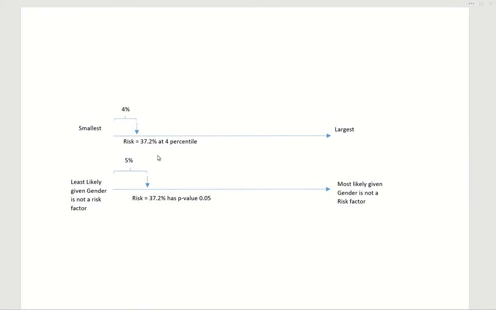Let me use this schematic to further illustrate these two concepts. The risk equal to 37.2% from the dataset is sitting at the 4th percentile of all the placebo effects, lining up from smallest to largest. But if we line up the numbers from least likely to most likely, given gender is not a risk factor, the risk equal to 37.2% from the dataset is now sitting at the 5th percentile. Therefore, it has a p-value of 0.05. So this also means that the larger the p-value, the closer towards this direction, we should be more inclined to say gender is not a risk factor.